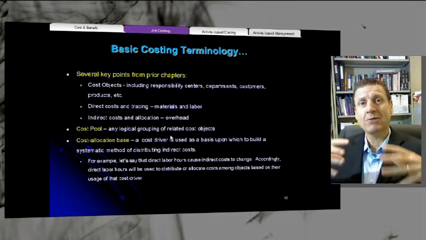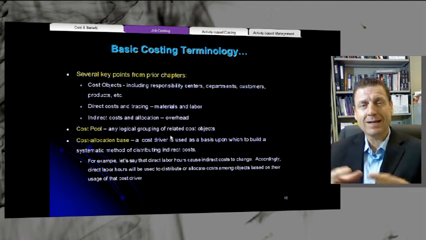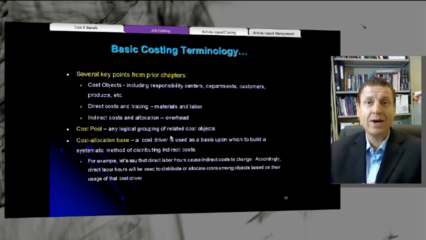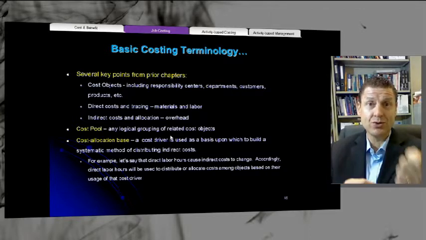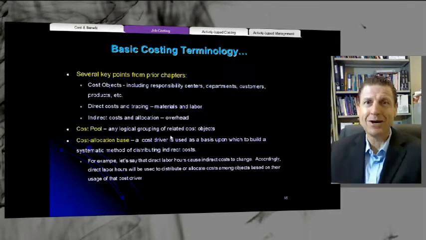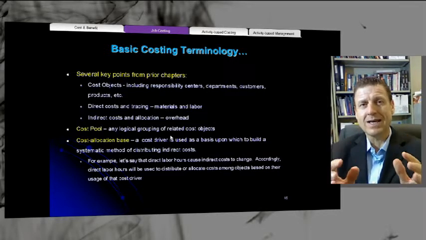Cost objects are responsibility centers, departments, customers, products. They are an object that costs are accumulated with, and so in some ways we can make them responsible, or in some ways we can use them to determine profitability, to know whether a responsibility center is actually being useful, value adding for the organization or not, to know whether a customer is value adding or not, to know whether a particular product that you're making is value adding or not. So a cost object is the object of the cost allocation.